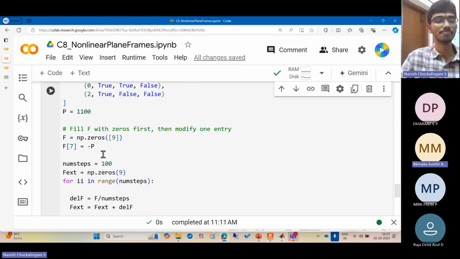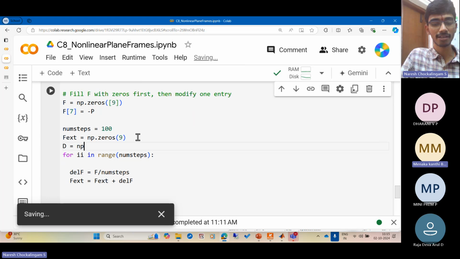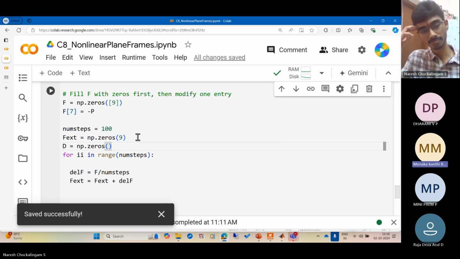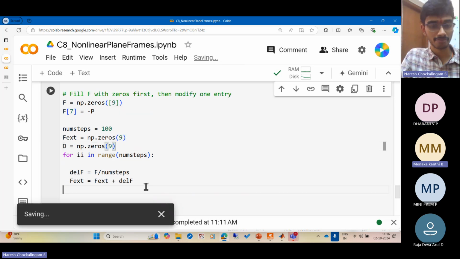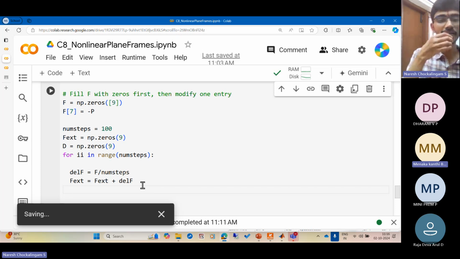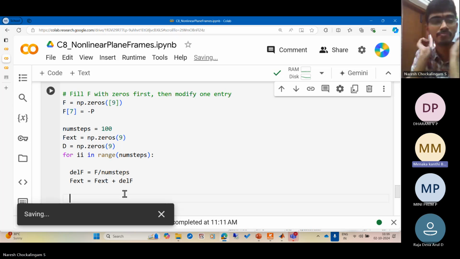So before starting the iteration, I have initialized the external force. I'll also initialize degrees of freedom D. D is also NP dot zeros of 9. Now the current D should be the previous D. So I have an estimate. My first guess will be zeros. That's okay. Then what should I do?